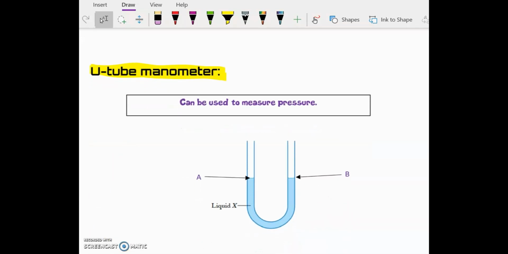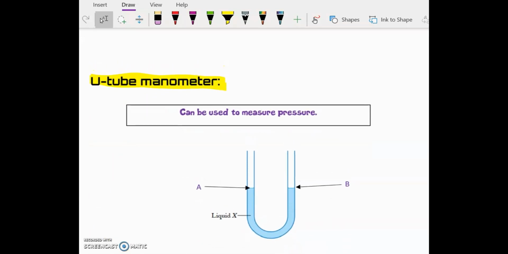Next, in the laboratory, we have one apparatus that can measure liquid pressure, which is called a U-tube manometer. The shape is a U. If we pour a liquid, for example in this diagram we pour liquid X into the U-tube manometer, the level of the liquid on the left and right will be the same.